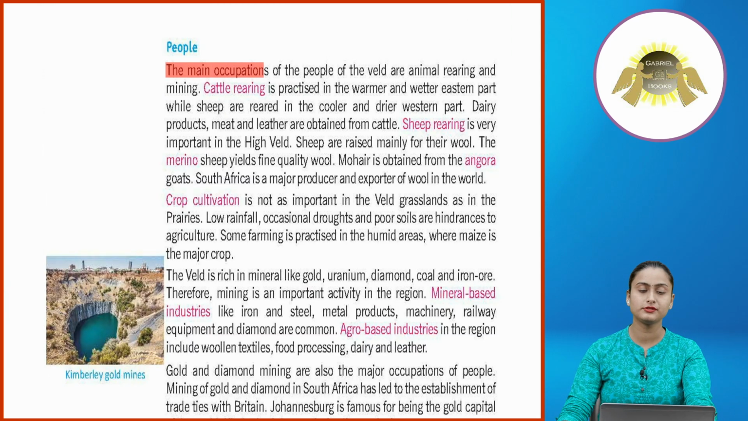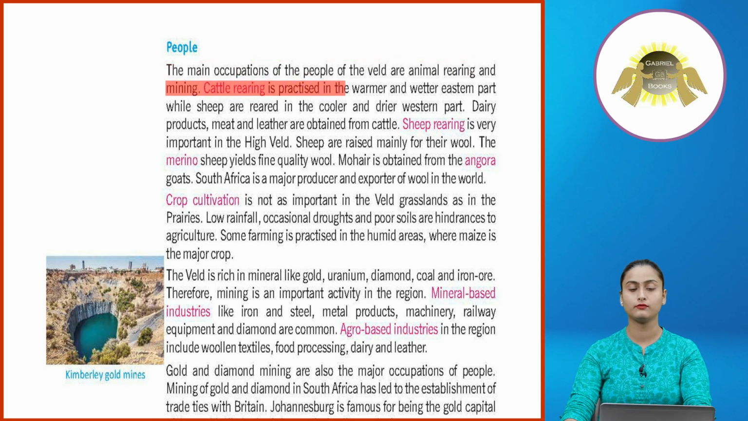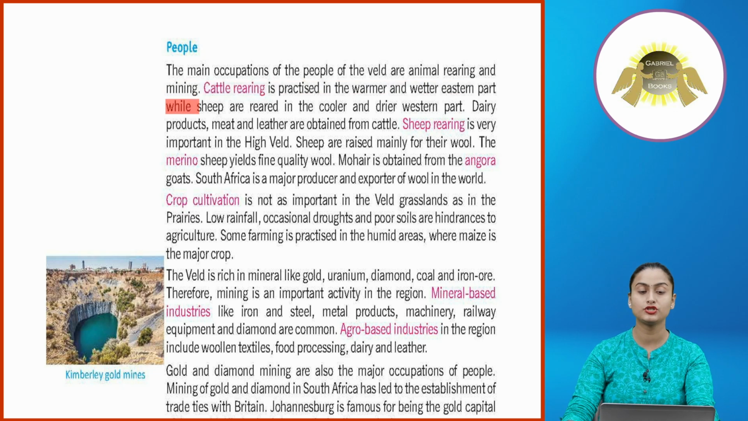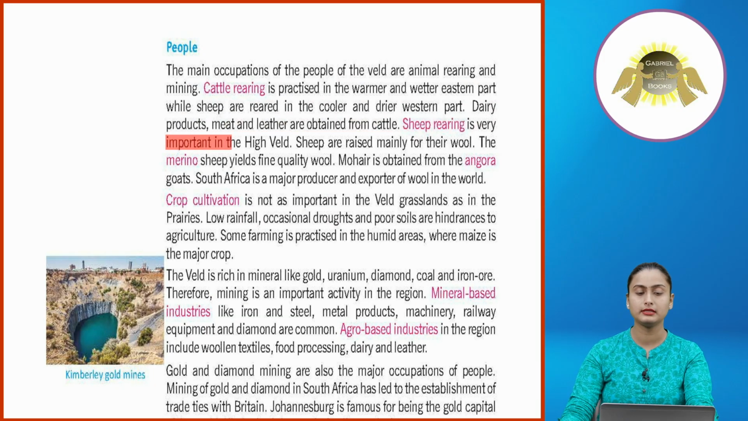People. The main occupations of the people of the veld are animal rearing and mining. Cattle rearing is practiced in the warmer and wetter eastern part, while sheep are reared in the cooler and drier western part. Dairy products, meat and leather are obtained from cattle. Sheep rearing is very important in the High Veld. Sheep are raised mainly for their wool.